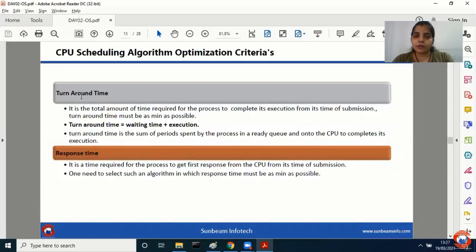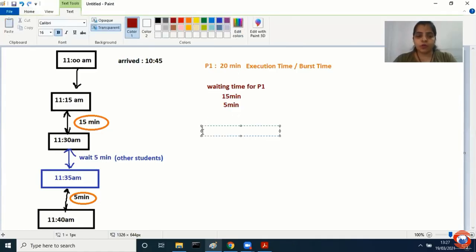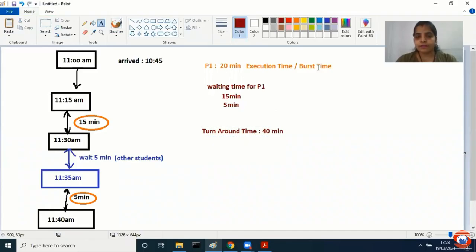Correct? What is turnaround time? Waiting time plus execution time. How much was the waiting time? 15 plus 5. That means 20 minutes was the waiting time. How much execution does it need? 20 minutes. Now 15 plus 5 is 20 minutes. 20 plus 20, how much turnaround time did it take in total? 20 minutes for the execution, 20 minutes for waiting, so it took 40 minutes. Have you understood the meaning of turnaround time, waiting time, and execution time or burst time?